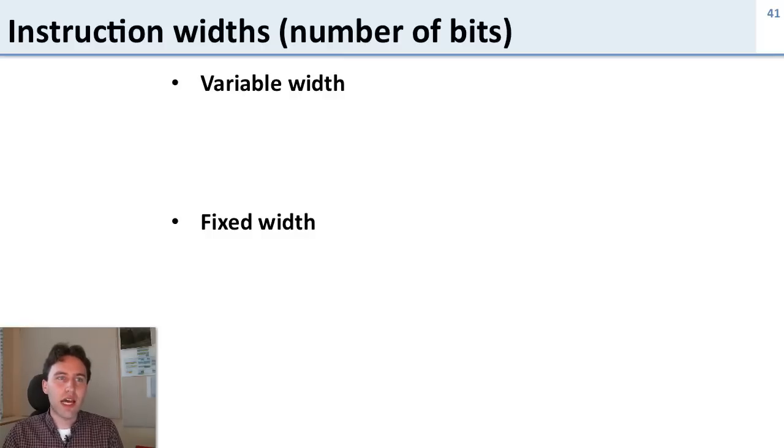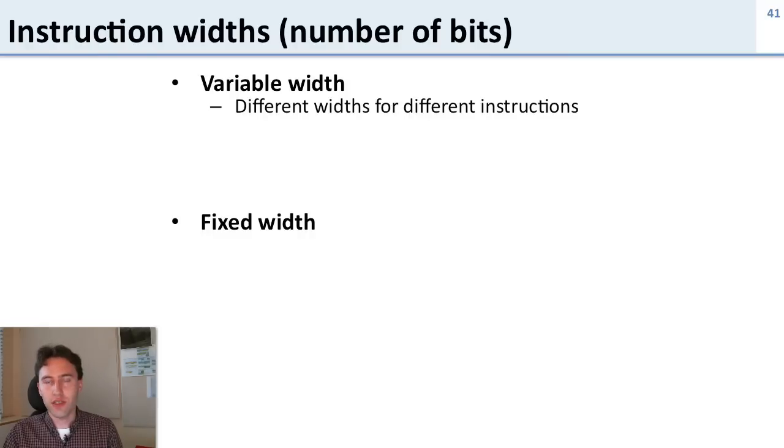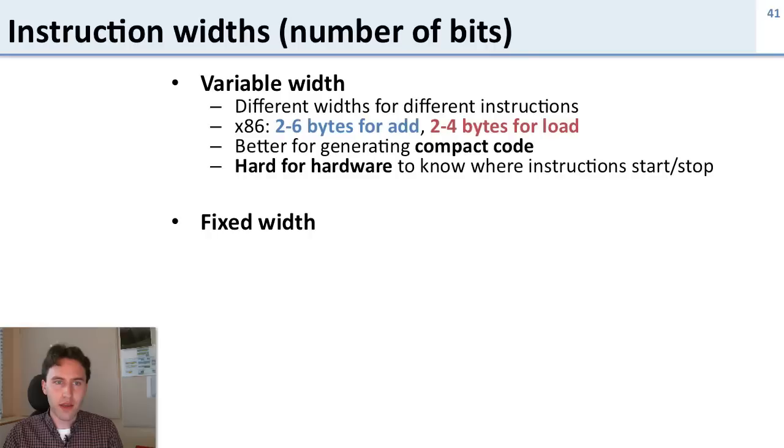So another issue with ISAs is instruction widths. That's the number of bits per instruction. And as you know, MIPS has 32 bits in every instruction, but that's not the only choice. In general, they're variable width and fixed width ISAs. So variable width obviously has different widths for different instructions. This is both good and bad. So if you look at x86 from Intel or AMD, you can have between 2 and 6 bytes for an add instruction and between 2 and 4 bytes for a load instruction.